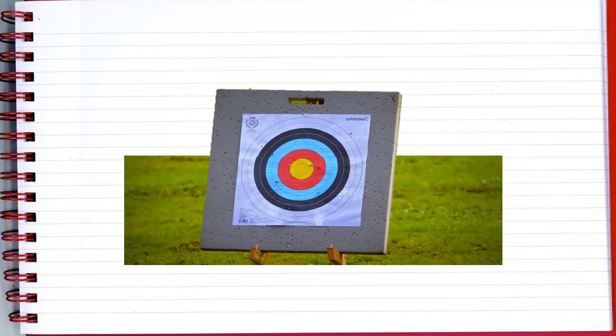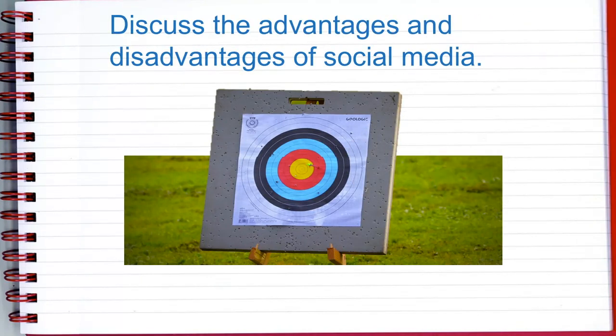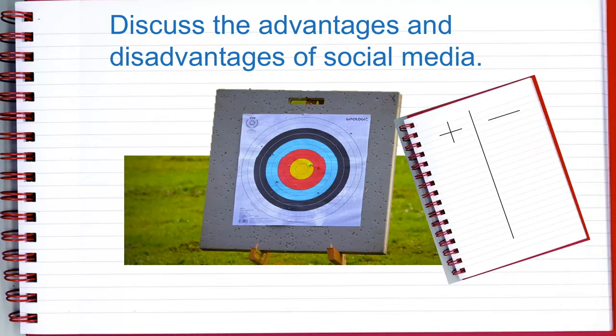If the question is, discuss the advantages and disadvantages of social media, a good idea is to start by writing 2 columns in your notes to list advantages and disadvantages. This way, you know that your discussion will hit your goal.